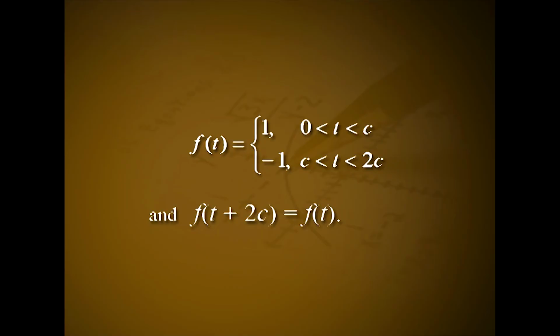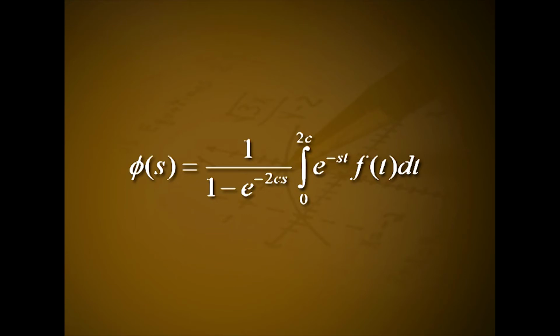Example 7. Find the Laplace transform of the following rectangular wave function given by f of t is equal to 1 for 0 less than t less than c and equal to minus 1 for c less than t less than 2c, and f of t plus 2c is equal to f of t. Solution. The given function is periodic with period k is equal to 2c. Therefore, phi of s is equal to 1 by 1 minus e raised to minus 2cs into integral from 0 to 2c e raised to minus st f of t dt.